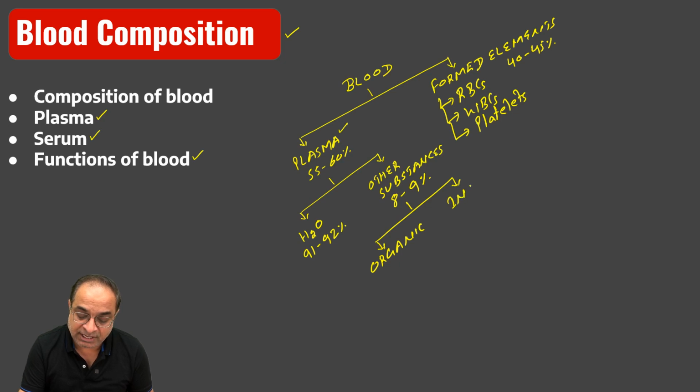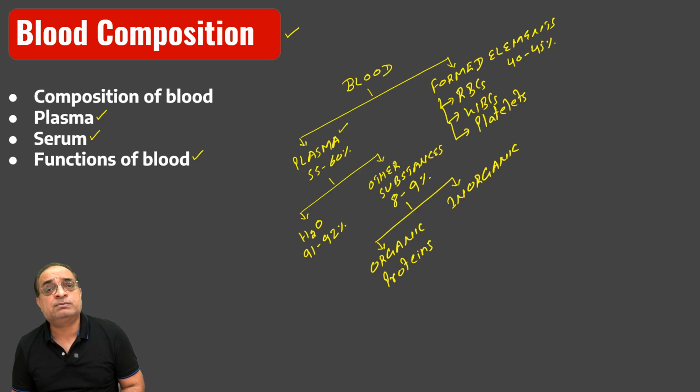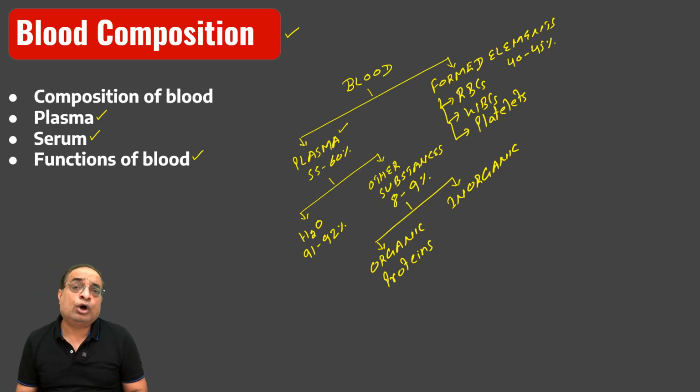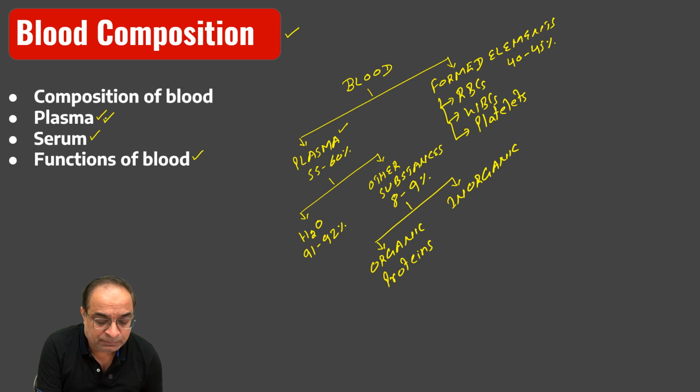Now, when I say organic, it includes proteins as well as non-proteins. Can you think of different proteins present in plasma? Serum albumin, serum globulin, fibrinogen, prothrombin. So we'll be discussing the functions of all these proteins. Then there are other substances also: urea, uric acid, amino acids, glucose, lipids. There are a lot of things which are present in plasma. So we have to discuss the detailed composition of plasma.